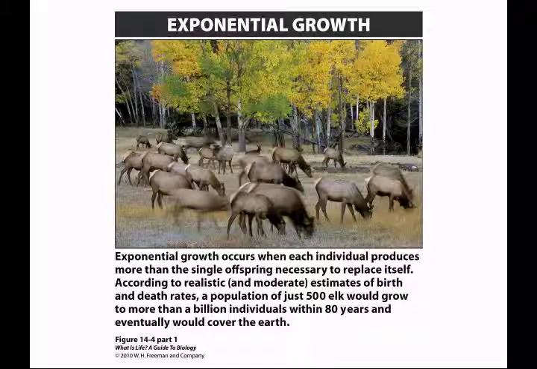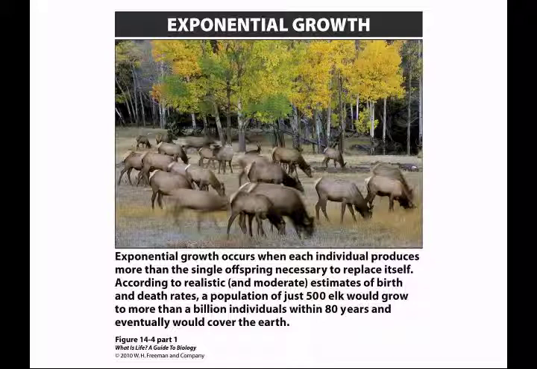So the example that they give here is, I think it's a moose, or it's elk. So exponential growth occurs when individuals produce more than a single offspring necessary to replace itself. So as a human, I have one child. That child is going to replace me. In this case, you might see a population of 500 elk, and then with this way that they can move out and migrate and all this excess food that's available, if you were to let the elk population just grow out of control, within 80 years there could be 1 billion individuals and they could cover the entire earth.